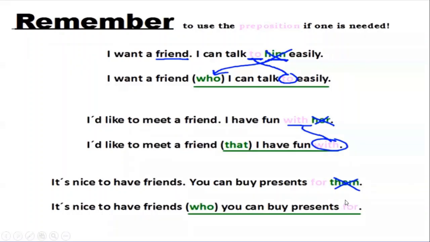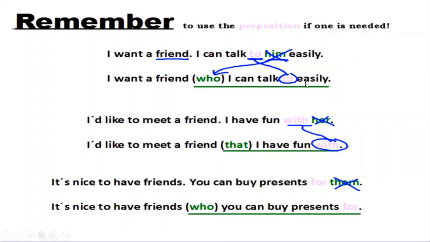And the preposition is where? Teacher, that is correct too. Which one? And the last one, I said it's nice to have friends that you can buy presents for. Yeah, that's good. What happens here? You buy the presents for whom? For a person, right? So the combination is buy for. Buy something for, right? So take a look.